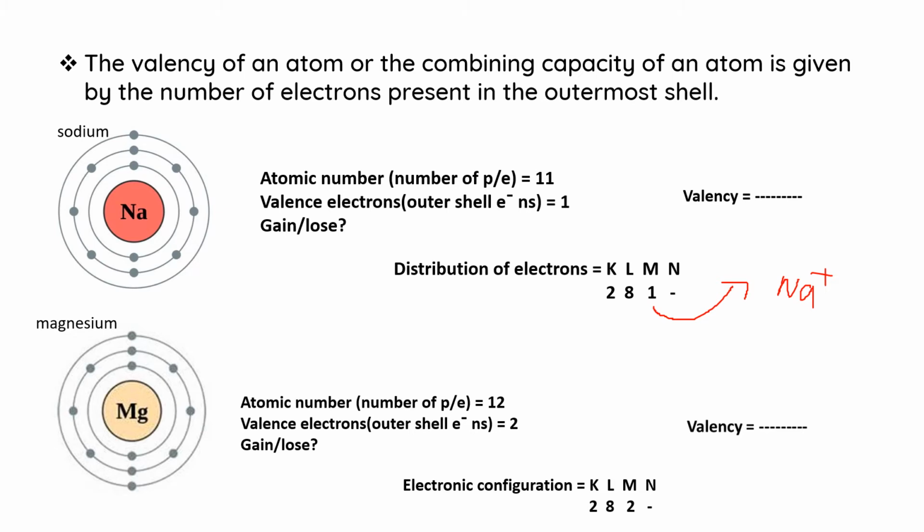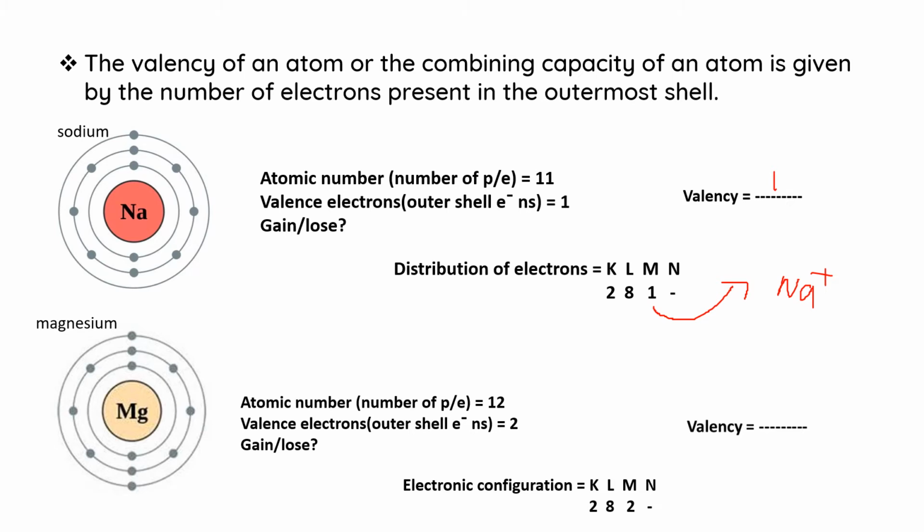So this 1 leaves 1. So what is the valency? Valency is 1. So for getting stability, the sodium atom gives or loses 1 electron. So the valency is 1. Now we go to the next example.